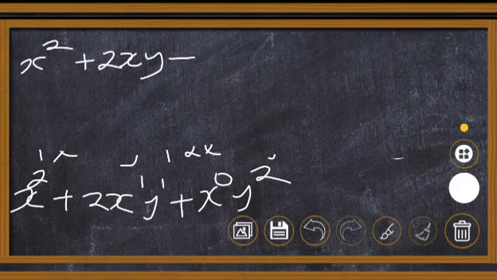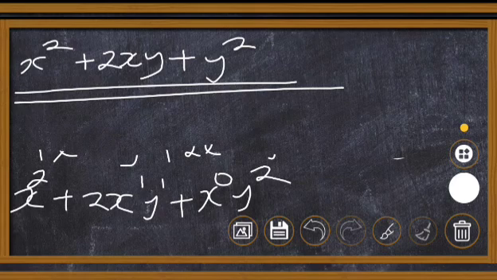So we're going to have 2xy. Okay, then plus. Now, anything raised to power 0, as discussed earlier, is what? Is 1. So x power 0 is 1. Then 1 multiplied by y squared, what are we going to have? We're going to have y squared. So this is the expanded expression.